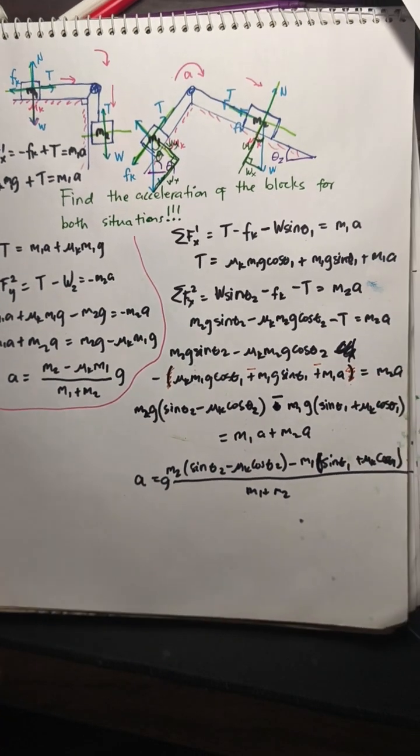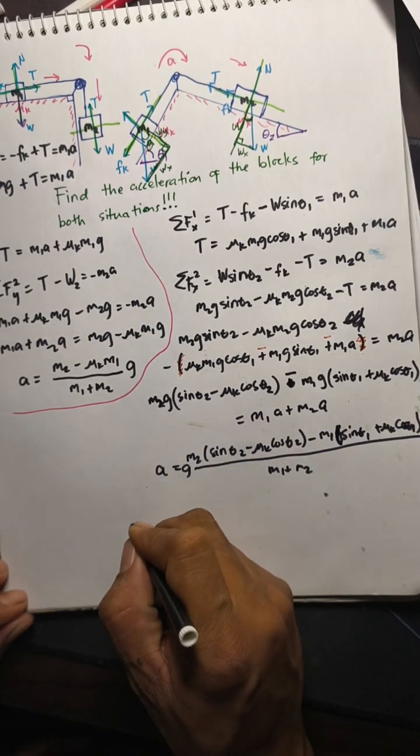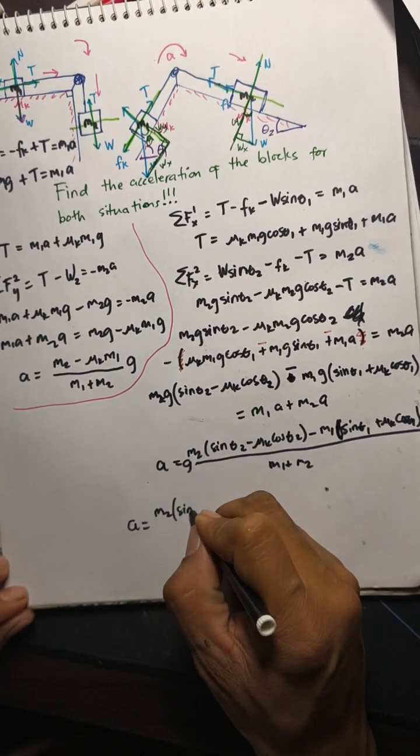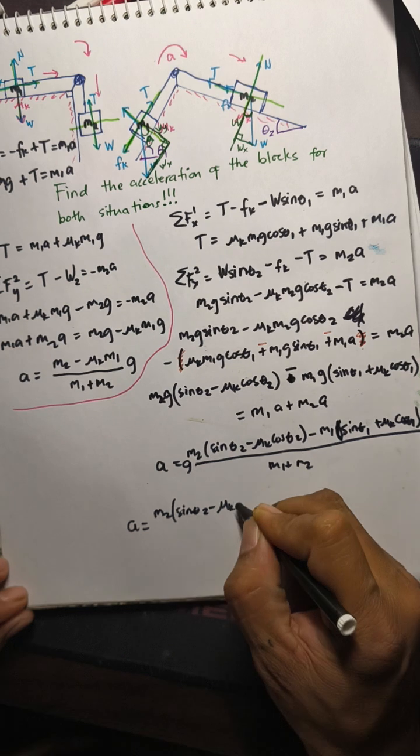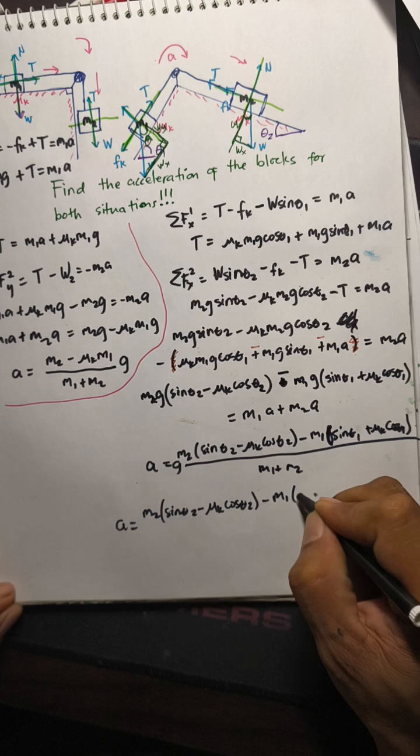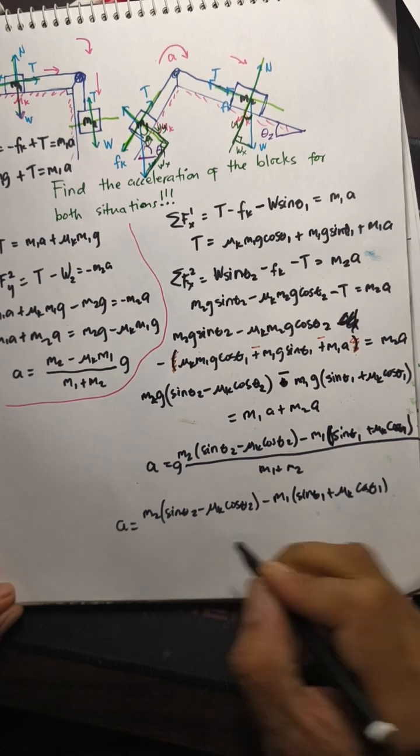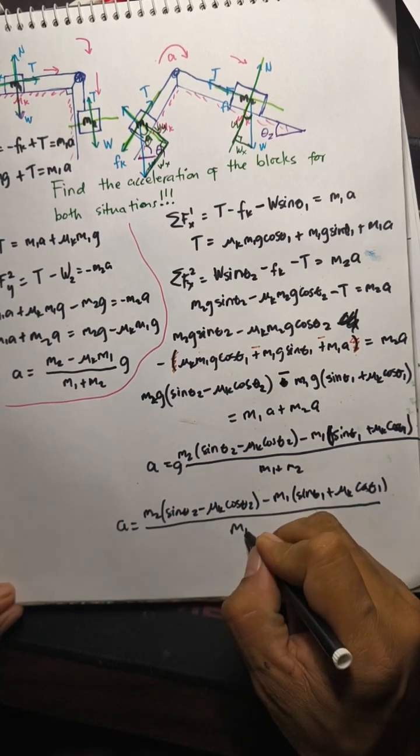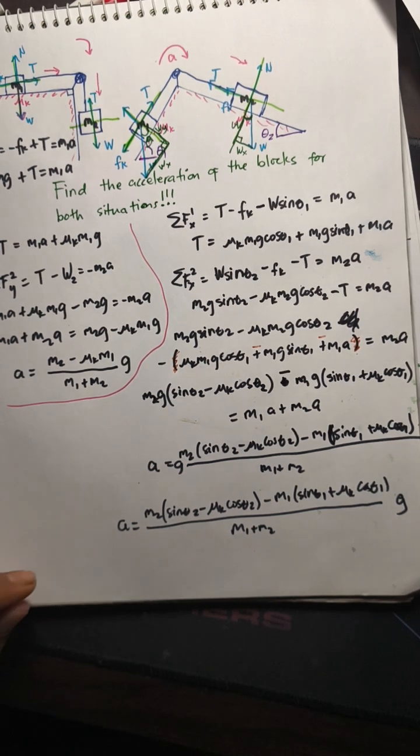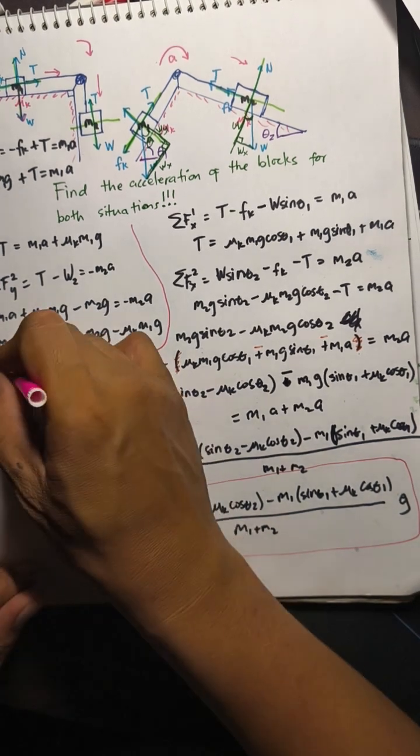We already, okay, I'll write this one again. My a now would be m2 sine of theta 2 minus mu k cosine of theta 2 minus m1 sine of theta 1 plus mu k cosine of theta 1, over m1 plus m2, times g. So this will be our solution for the second case. This is the first case.